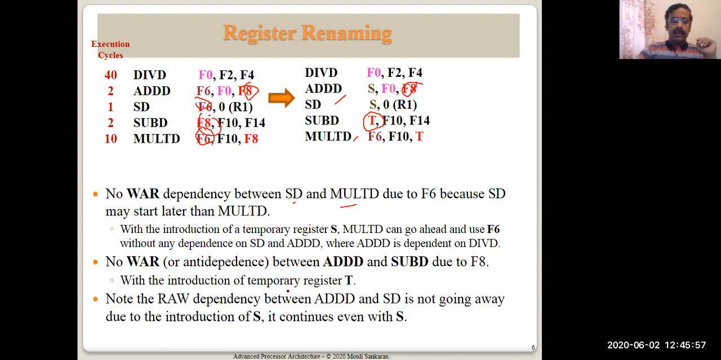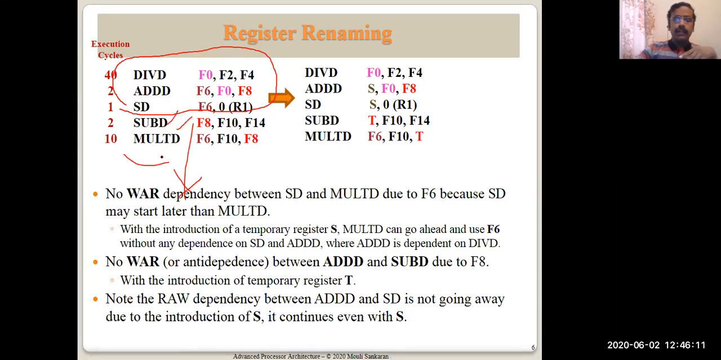No issues. So effectively, we have localized the block only with this, and then we are freeing up this thing. So what are the advantages? These instructions will be completed and new instructions can come in and occupy the multiplier or the adder and proceed further, till this DIVD is completed. After that, this will be completed.